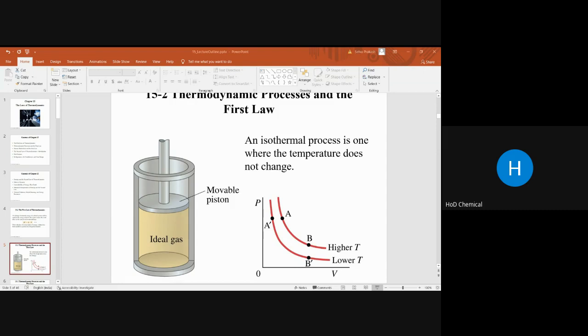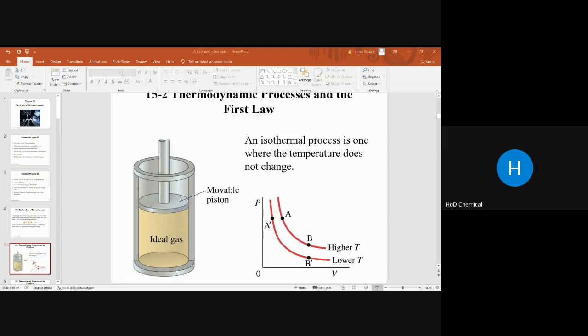A to B is the isothermal process. Now consider the point D. A to D means the isobaric process. We already know the isobaric is a horizontal straight line, and isovolumetric is a direct vertical line. The horizontal line, the vertical line, and the A to B isothermal is a curve.